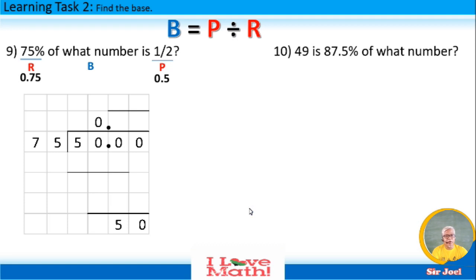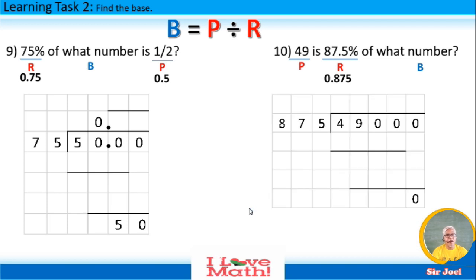49 is 87.5% of what number? Ang rate ay 87.5%. And this is equivalent to 0.875. Tapos, 49 ang percentage at syempre pa, ang nawawala ay ang base. To solve, we have 49,000 divided by 875. So, yan yung way on how you can do your learning task number 2. Kung paano isolve ang base. Kayang-kaya niya yan.